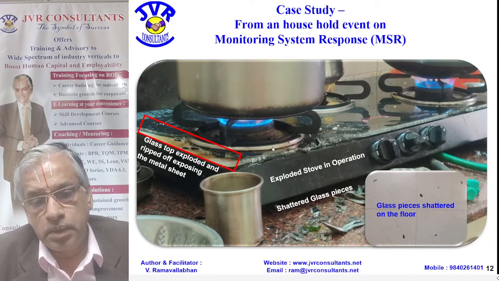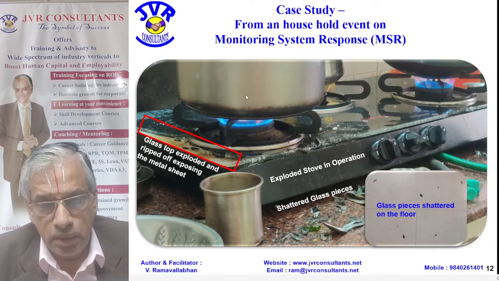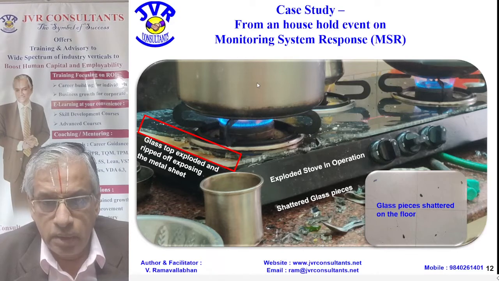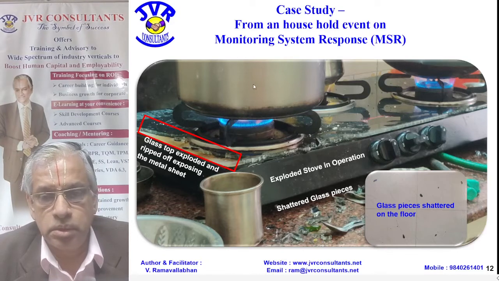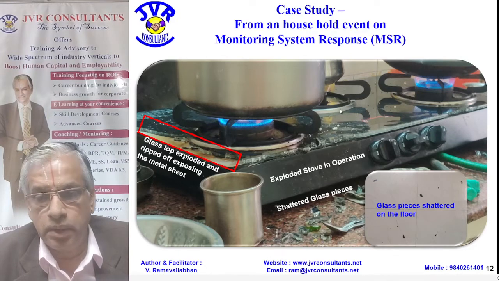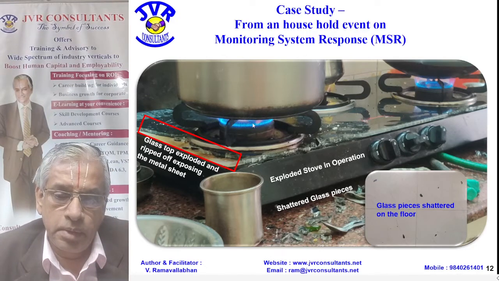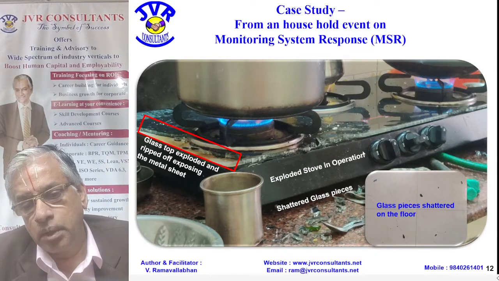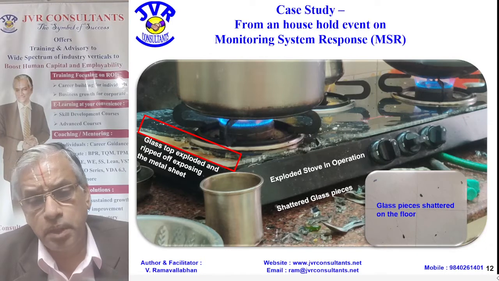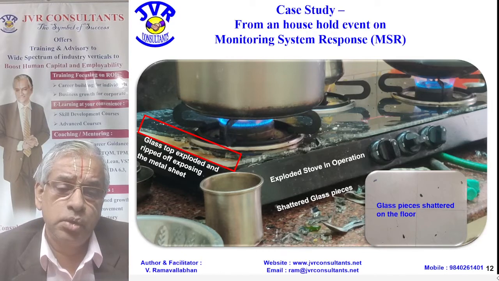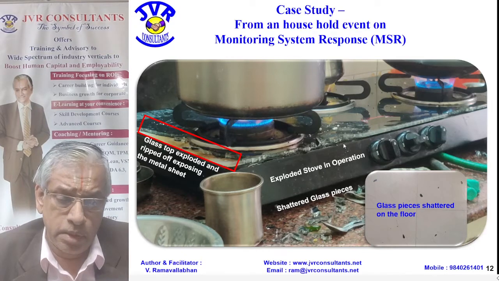Here, what has happened? Three stoves are on. One has a cooker, that is a rice cooker, and some sambar, rasam, something is going on here. Suddenly, this glass top burst. Originally the product has a 2-year warranty, but at about 15 months or so, this burst.